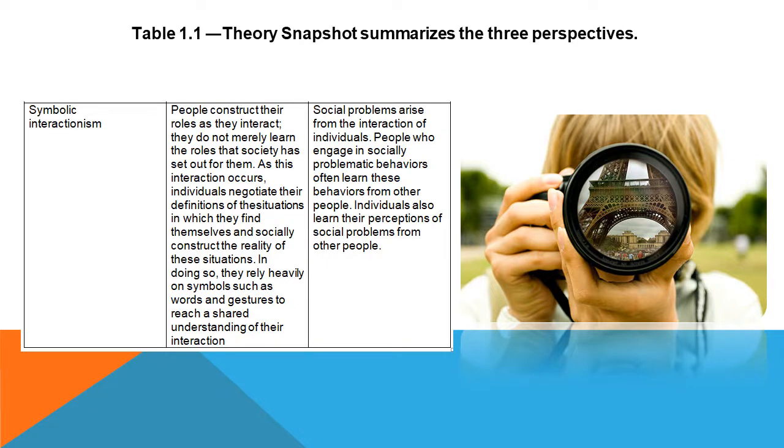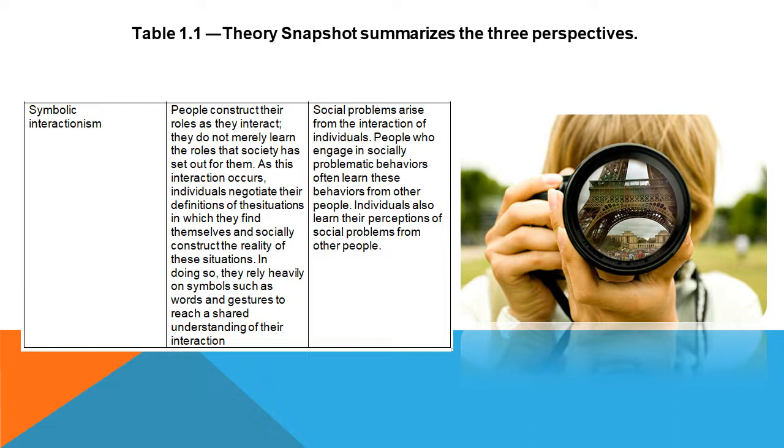The last one is symbolic interactionism. The major assumption for this theoretical perspective is that people construct their rules as they interact. They do not merely learn the rules that society has set out for them. As this interaction occurs, individuals negotiate their definition of the situation in which they find themselves, socially constructing the reality of this situation. In doing so, they rely heavily on symbols such as words and gestures to reach a shared understanding of their interaction.